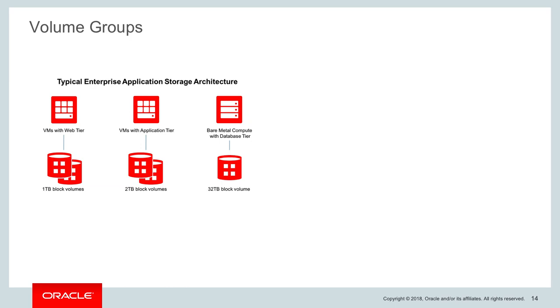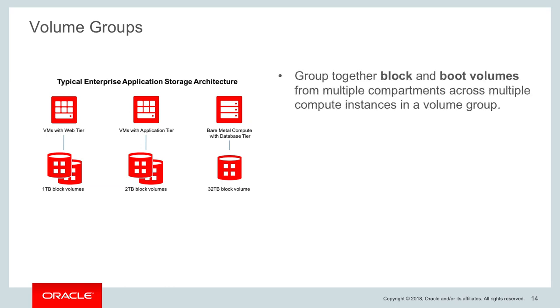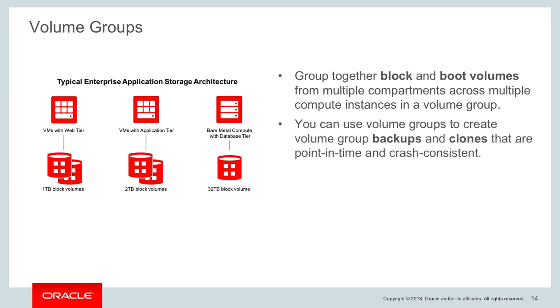fix that problem and give customers the ability to deal with multiple storage volumes associated with servers, you can group together block and boot volumes from multiple compartments across multiple compute instances, what we call a volume group. Grouping those together, you can use that to create backups and clones, which we call point in time and crash consistent backups and clones.